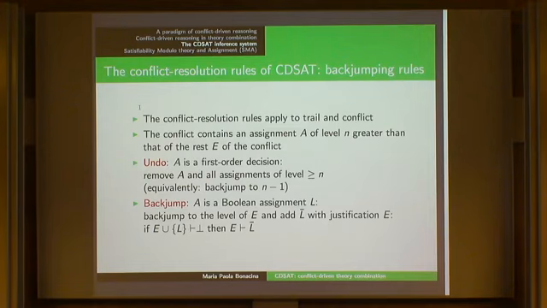The backjump rule applies when the outstanding assignment is a Boolean assignment, and what it does is backjump to the level of the rest of the conflict and flip L. So it adds its negation with justification E. Why? Because if we have a conflict E union L, where L is the outstanding assignment, in the sense that its level is greater than all the other levels that appear in here, then if E union L is unsatisfiable, of course from E we can infer not L. And this is precisely what a backjump does, putting not L on the trail.